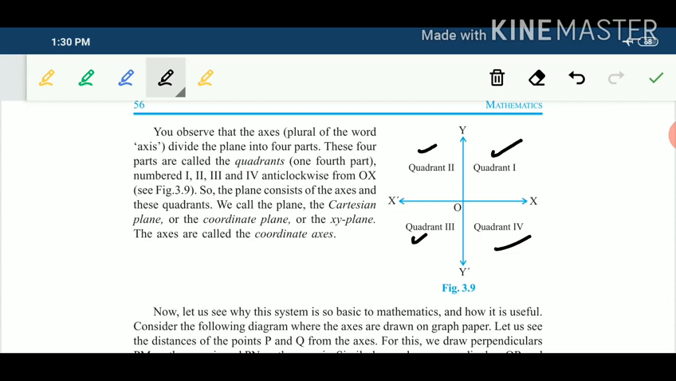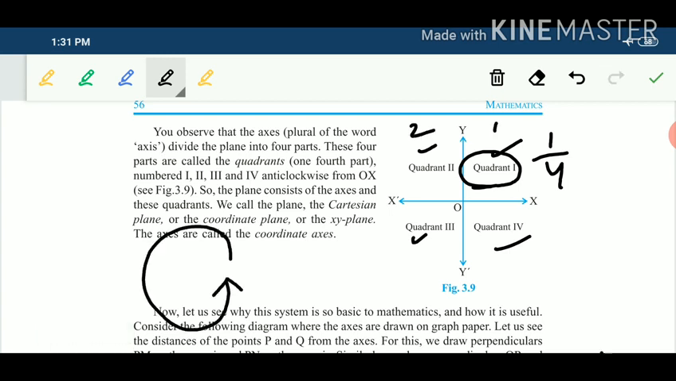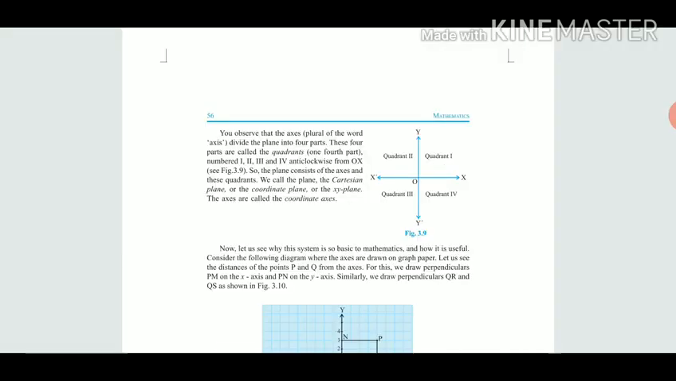Why is it called a quadrant? Because the meaning of quadrant is a one-fourth part of the total. The naming of these quadrants is anti-clockwise: 1, 2, 3, 4. So the plane which consists of the axes and these quadrants is known as the Cartesian plane.